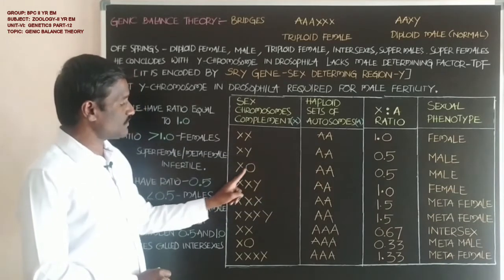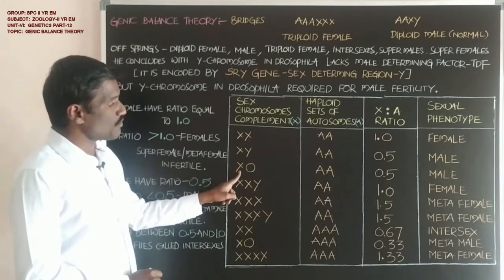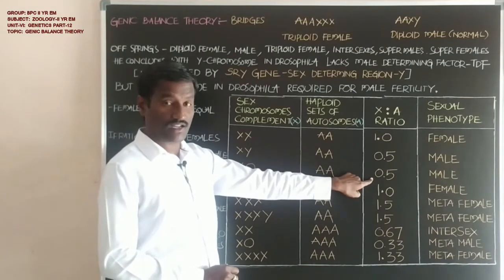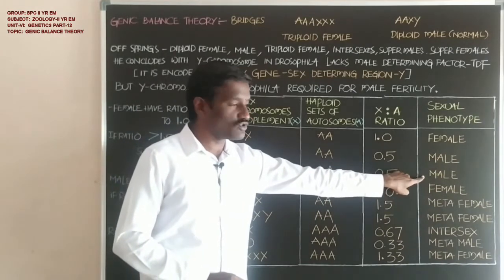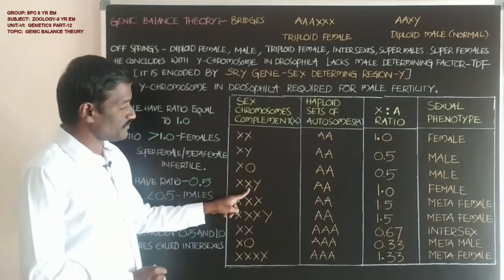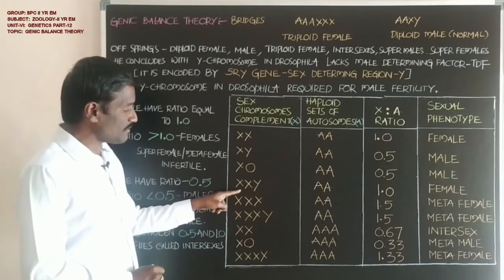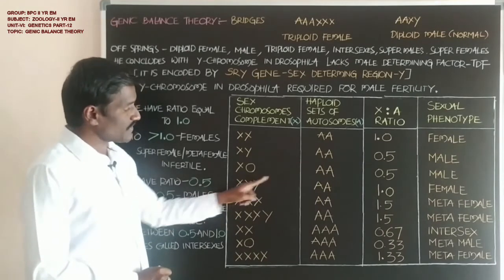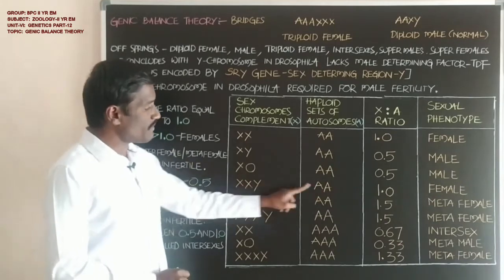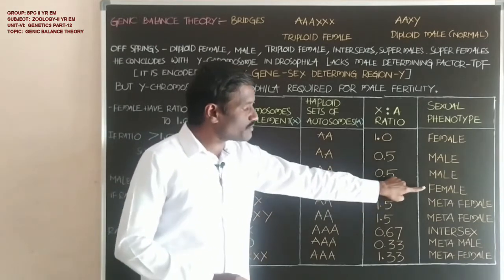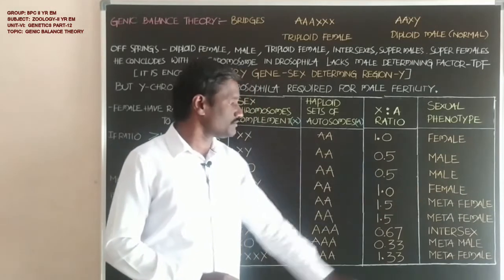Okay, X0AA: the X by A ratio is 1 by 2, that is 0.5. Offspring develop into male. Okay, XXY, this type of chromosome set received by the zygote, and 2 autosomes, 2 by 2. The X by A ratio is equal to 1, so the offspring develops into female.